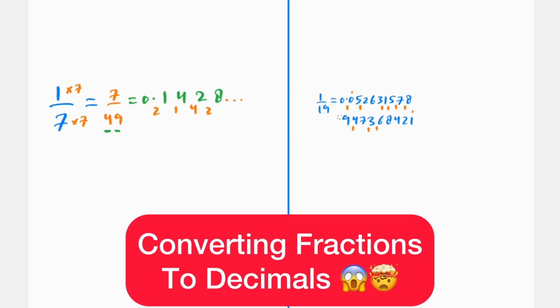So in every column the two numbers add up to 9. This means we can see here this 0 plus 9 is 9, this 5 plus 4 is 9, right? This 2 plus 7 is 9, 6 plus 3 is 9, and so on.